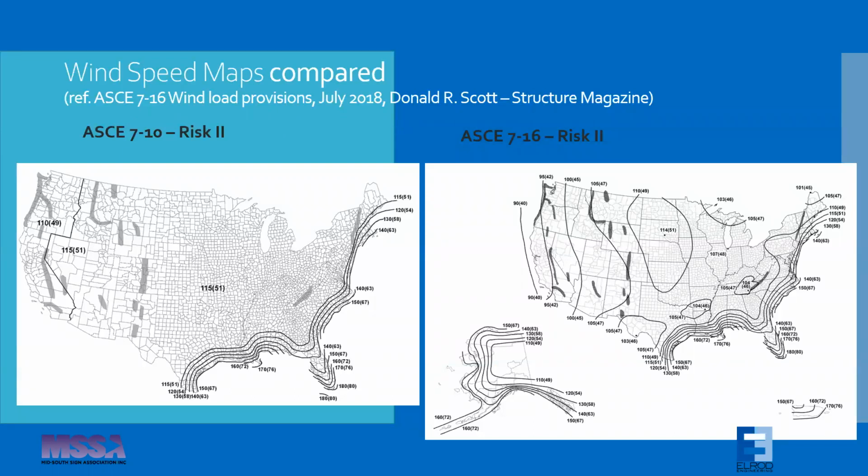So I mentioned wind speed maps. This is a comparison between, on the left, the 7-10 version of the wind speed maps, and on the right, the most current 7-16 wind speed maps. It may be a little hard to look at the detail of this unless you're looking at a large screen, but I want to focus on the interior of the United States.